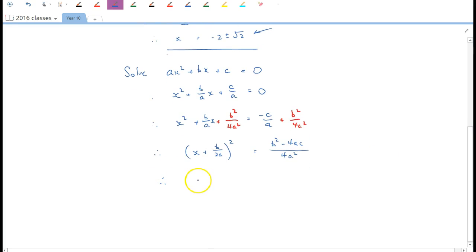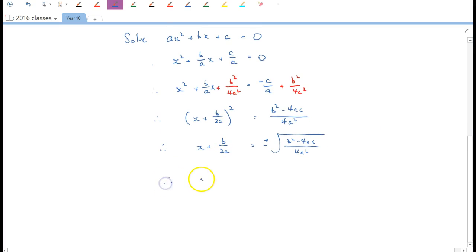Now, for the final move, we take the square root of both sides. So I take the plus or minus square root of b squared minus 4ac over 4a squared. And then we get x equals, taking this over the other side, becomes a negative, minus b over 2a, plus or minus. Now look at this thing here. If I square root the top, and I square root the denominator individually, which is perfectly fine.